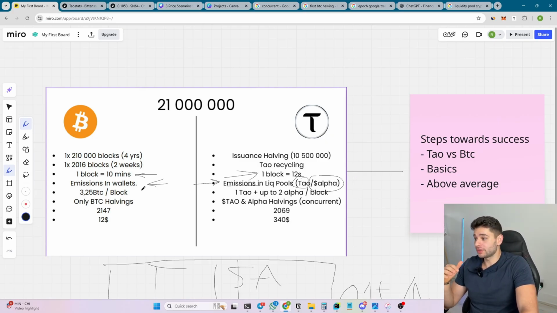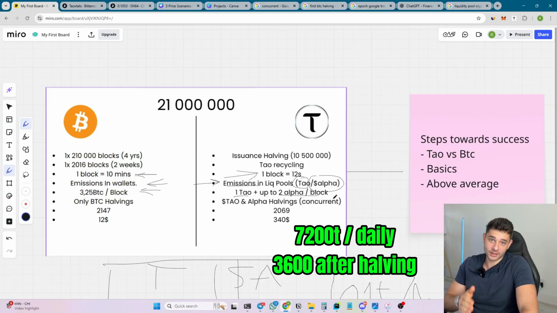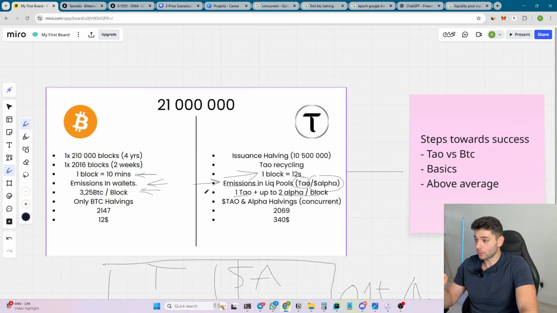And the actual daily emissions right now is 3.25 Bitcoins found every 10 minutes by Bitcoin miners. But for Tao, it's one every 12 seconds plus up to two alpha tokens in the liquidity pools per 12 seconds. I'm gonna explain that in a minute, but right now this is all you need to know.